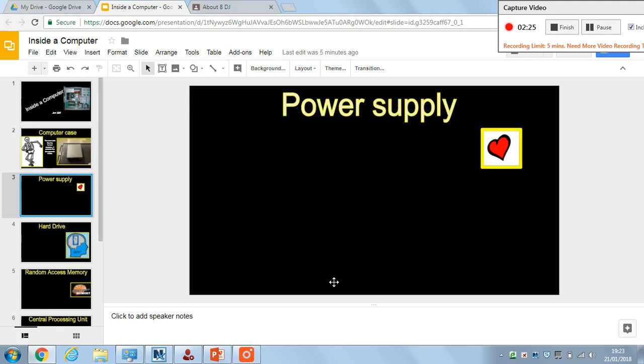Next, we identified the power supply, and I've given you a clue as to which human organ or body part acts in a similar fashion to the PC component. So in this case, the power supply is like the heart, pumping blood, pumping oxygen around the body, keeping you alive. The power supply keeps the PC alive. So you're going to get pictures of a PC, of a power supply, and you're going to put your own description.